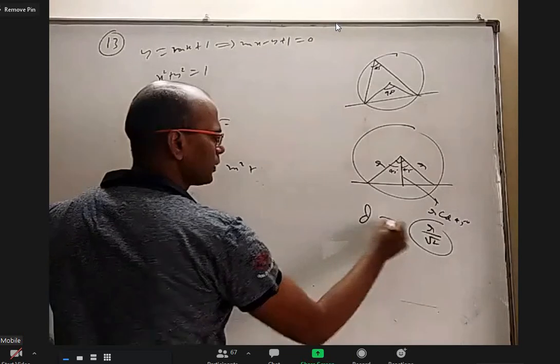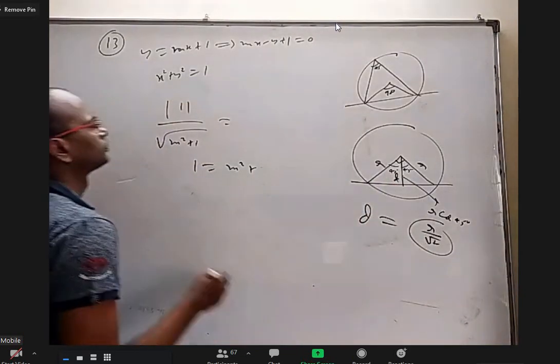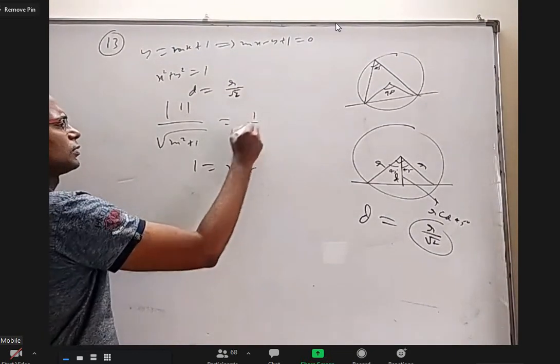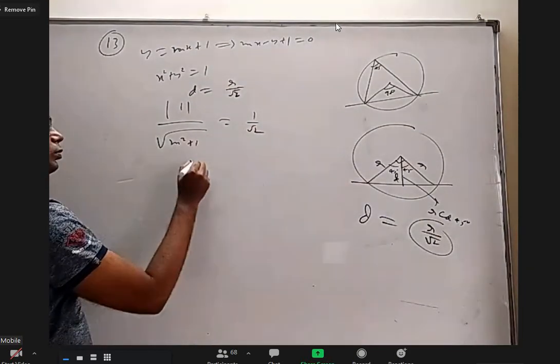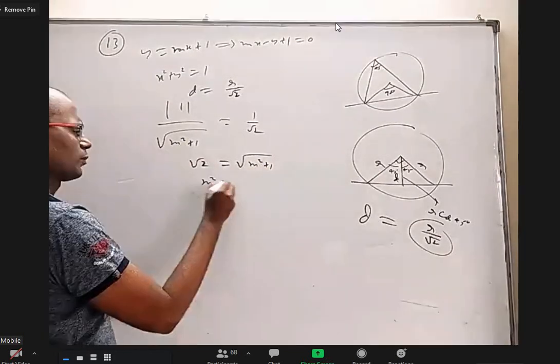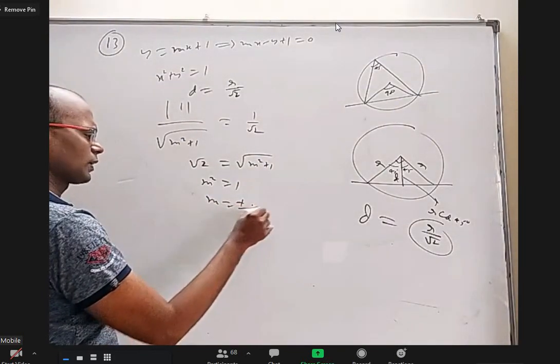D should be R by root 2. D is equal to R by root 2. This is 1 by root 2. So, root 2 is equal to root over m square plus 1. m square equal to 1, m equal to plus or minus 1.